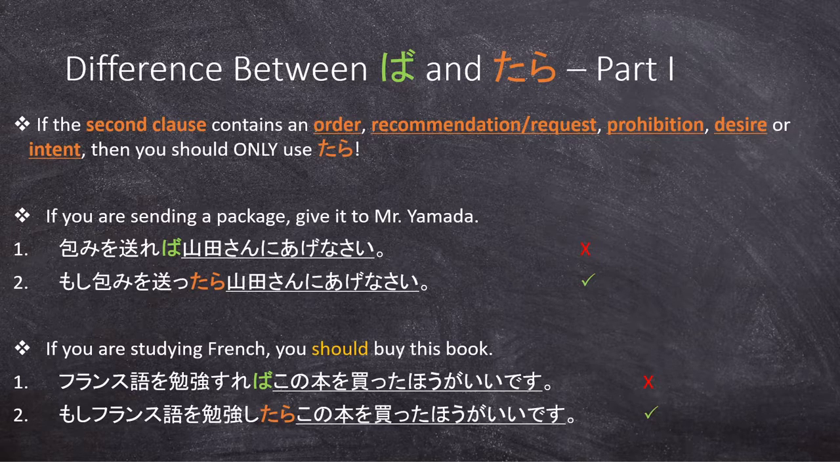もしフランス語を勉強したら、この本は買った方がいいです。So, this is the most important thing in this first part of the difference between ba and tara. We have three parts, and the first part has been covered. In this first part, we have learned that tara is always used when the second clause, as you see in our examples, contains an order, recommendation or request, prohibition, desire or intent. Then tara is really the only one that should be used, never ba. So bear that in mind.